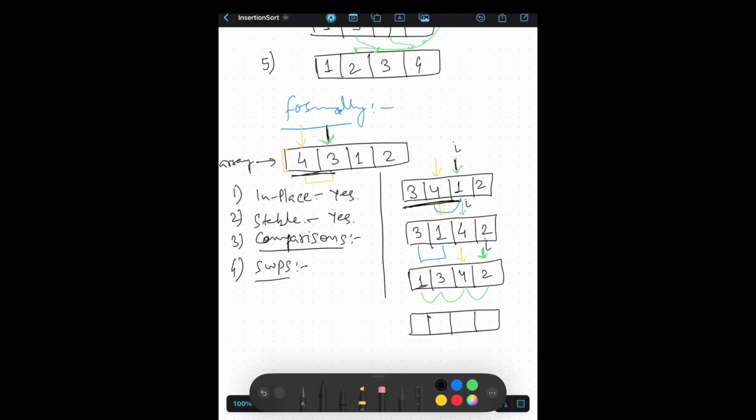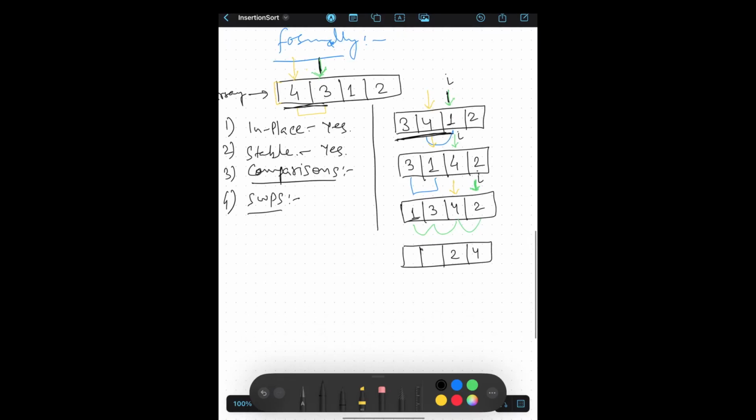Comparing 2 with 4, we are going to do a swap. Okay. Then we compared these two. Now we are going to compare these two. Because 2 is smaller than 3, we are going to do a swap, right? And then we are going to compare these two. Because 2 is greater, we do not swap, but there is a comparison.